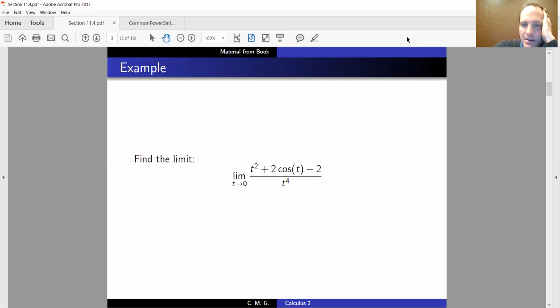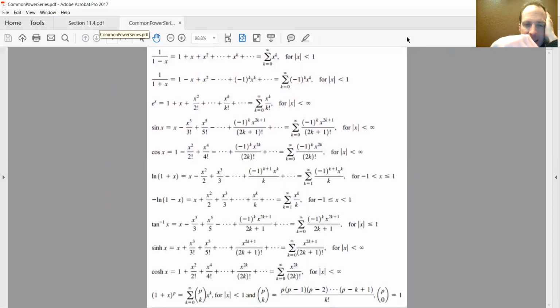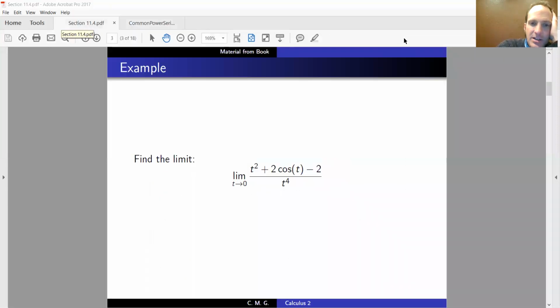I've got t squared plus 2 cosine t minus 2, over t to the 4th. We go back and we say, oh yeah, cosine has that nice power series expansion. It's the alternating series with 1 minus, plus, minus, so all the even terms only, and it's alternating in sign. And so I say, okay, that's pretty good. So what am I going to get when I plug that back into my expression here?